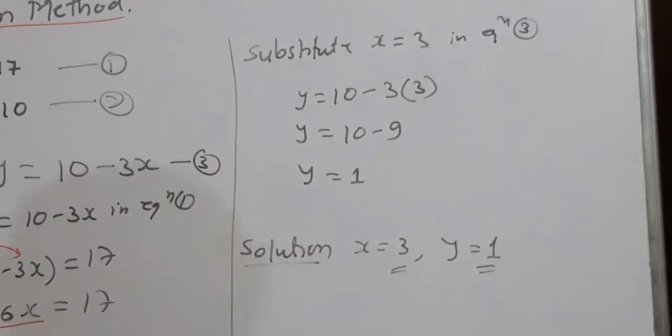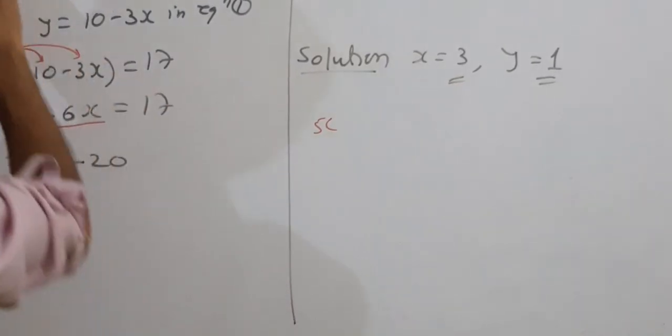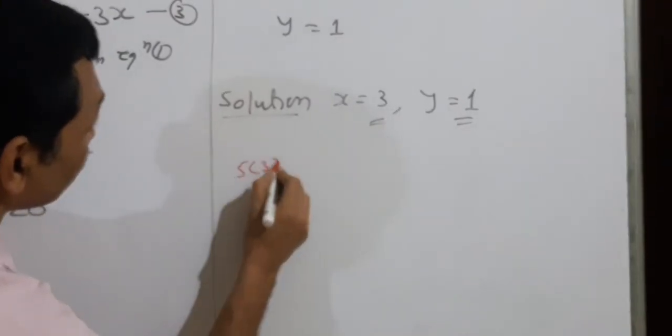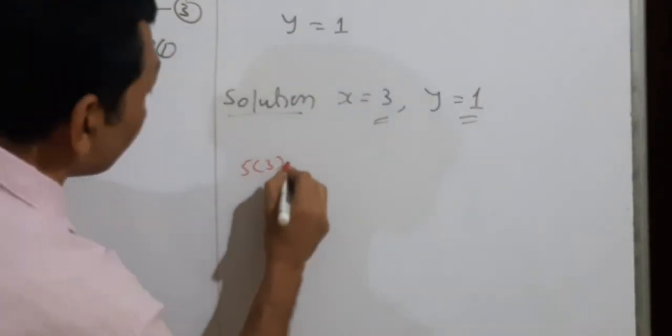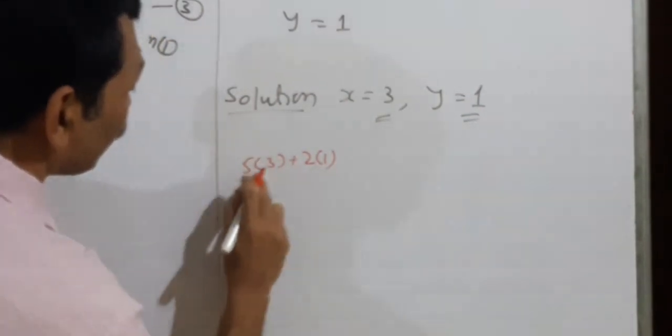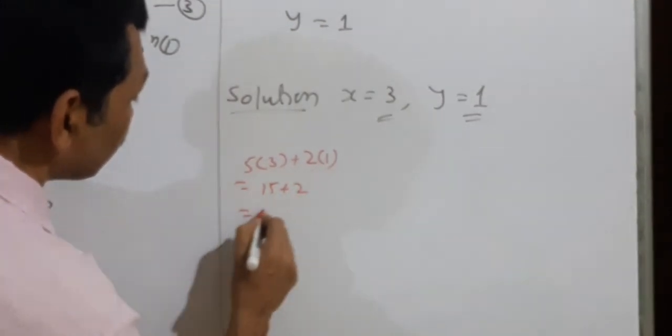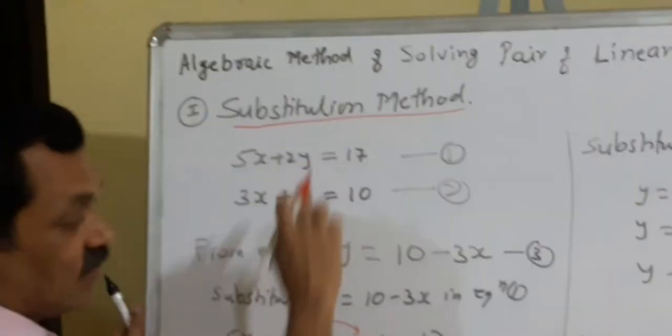We will check whether it is correct. So here 5 into x is 3, 5 into 3 plus 2 into 1. So 5 into 3 is 15 plus 2 into 1 is 2, which is equal to 17, so left hand side is equal to right hand side.